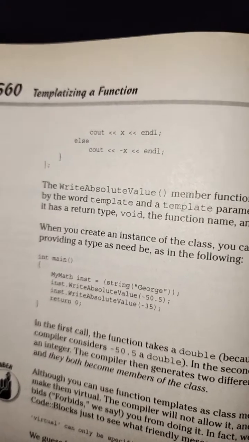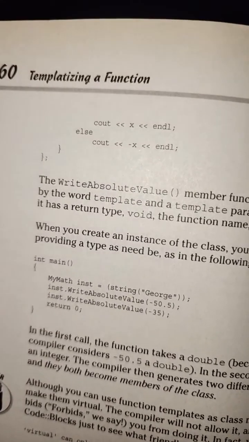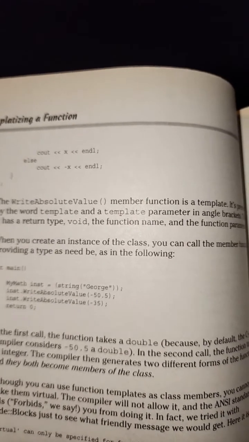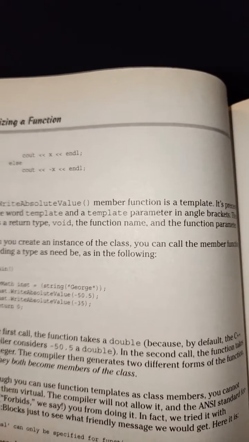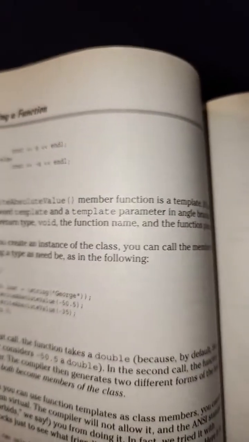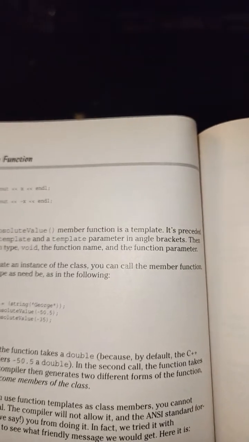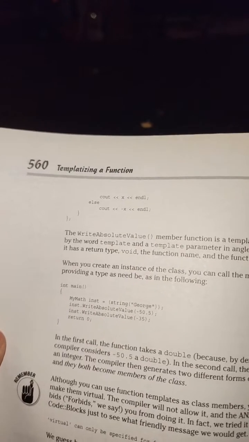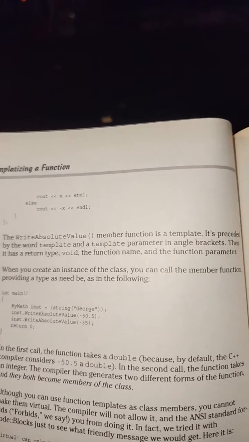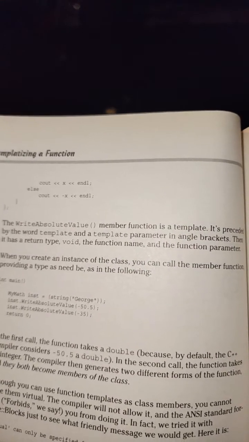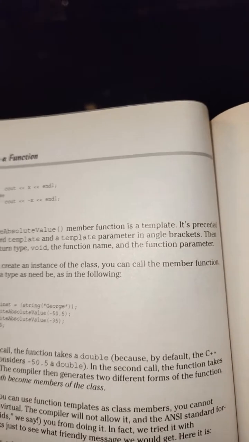The write absolute value member function is a template. It's preceded by the word template and a template parameter in angle brackets. Then it has a return type void, the function name, and the function parameter.